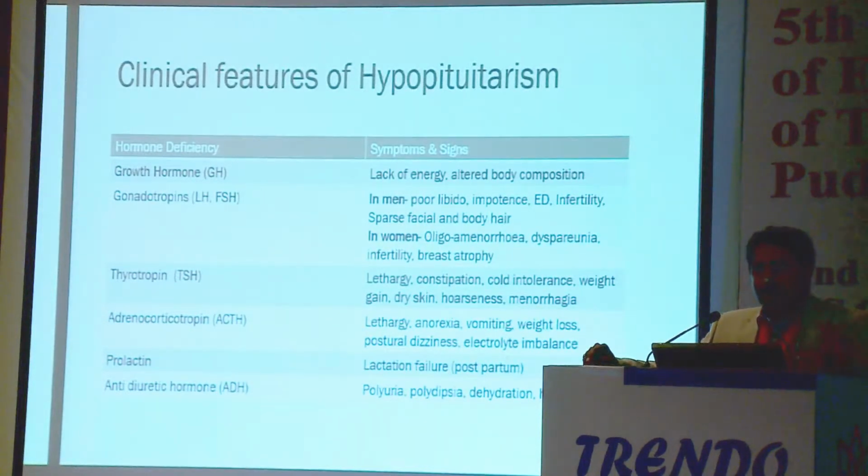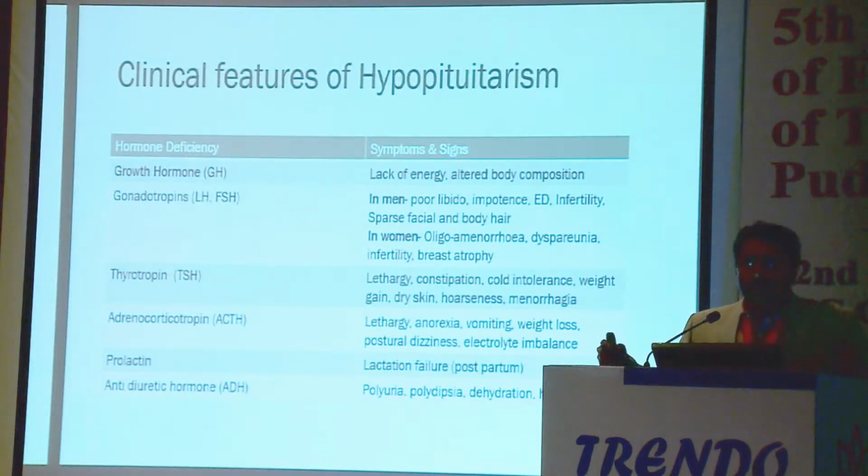So all these can have multiple other etiologies if you look at them as a single symptom. TSH deficiency can again present with features of hypothyroidism such as lethargy, constipation, cold intolerance, dry skin, and hoarseness, which I think most of the features were present in the given patient. ACTH deficiency again presents with features of adrenal insufficiency, including lethargy, anorexia, vomiting, weight loss, postural hypotension, and electrolyte imbalance.